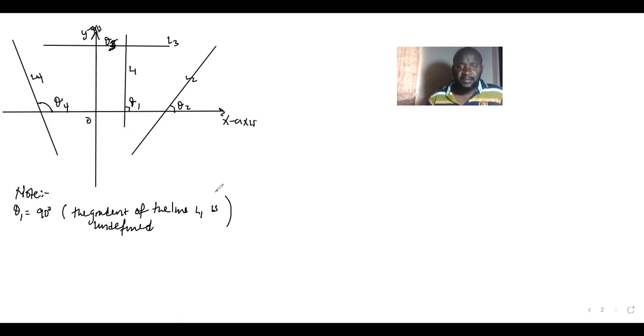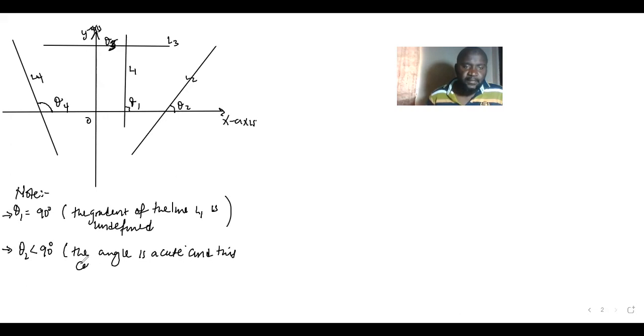It is undefined. You are trig machines now. Then 2, theta 2 is less than 90 degrees, as you can see it. It means the angle is acute. And in this case, tan theta is positive.